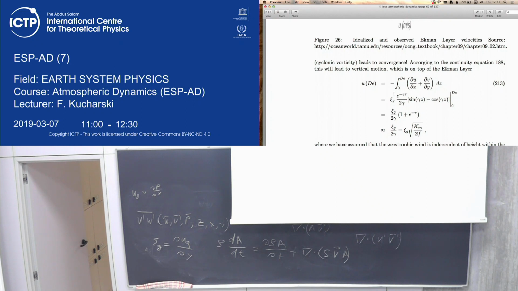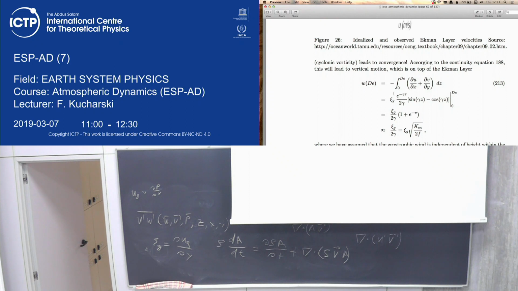Again, the vertical velocity at the top of the boundary layer is directly proportional to the vorticity of the geostrophic flow. Whenever we have vorticity in our geostrophic flow, we get vertical velocity, positive or negative, depending on the sign of the vorticity. When the vorticity is positive, we get rising motion in the atmosphere. When the vorticity is negative, we get sinking motion.